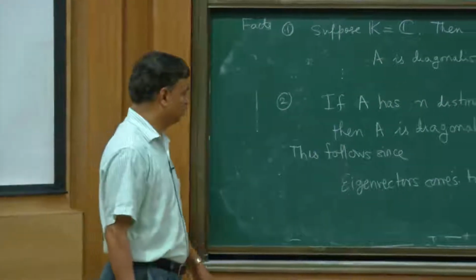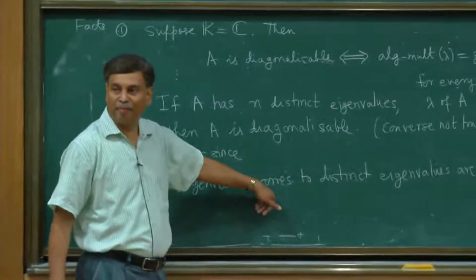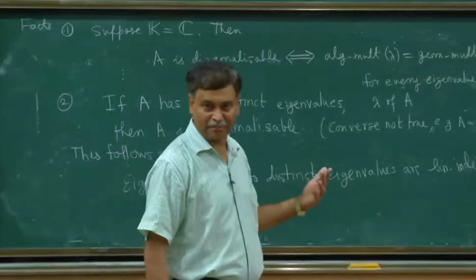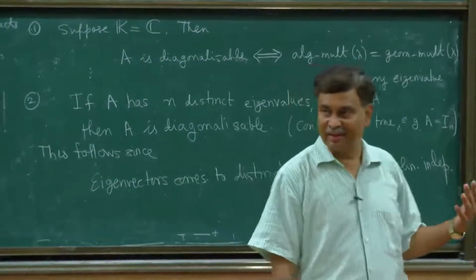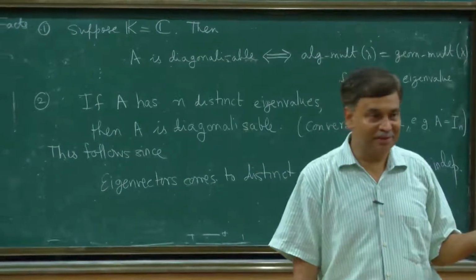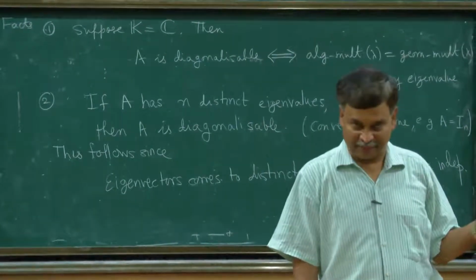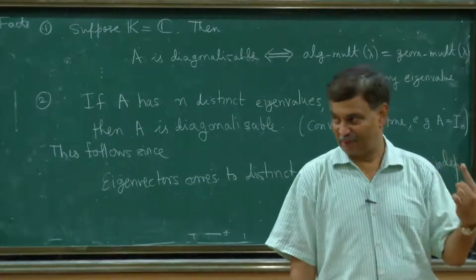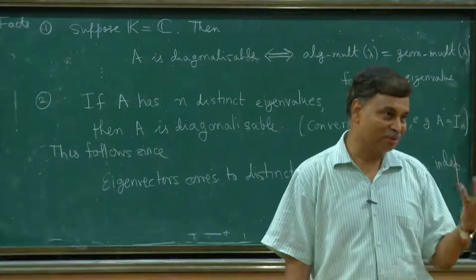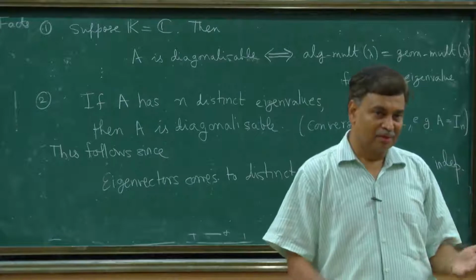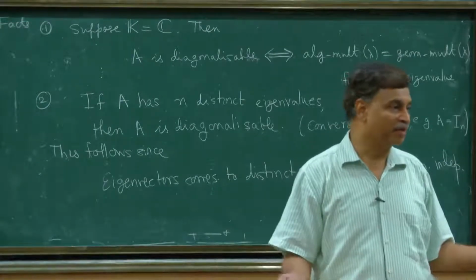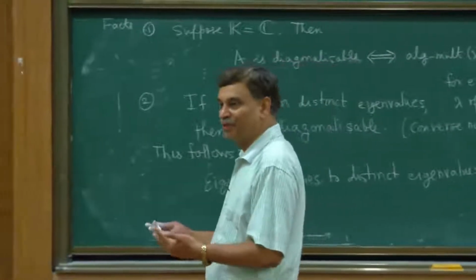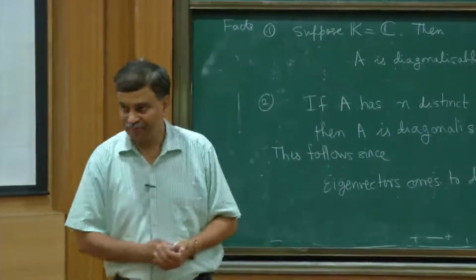So, suppose lambda 1, lambda 2, ..., lambda r are distinct, and V1, V2, ..., Vr are eigenvectors corresponding to them. Then they are necessarily linearly independent. How does one prove this? You can induct on r, for example. If r is just 1, then you have only one eigenvector V1, which is by definition non-zero. So, that is linearly independent. Suppose r is bigger than 1, and the result is true for r minus 1 eigenvectors. Then what do you do?